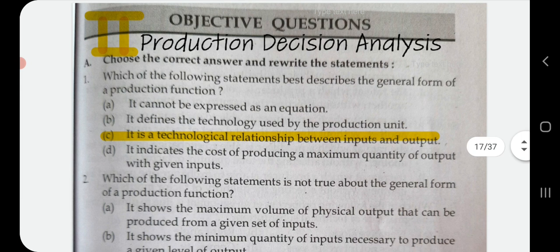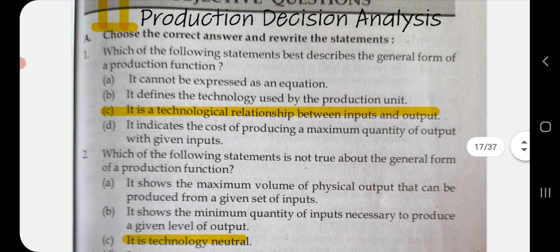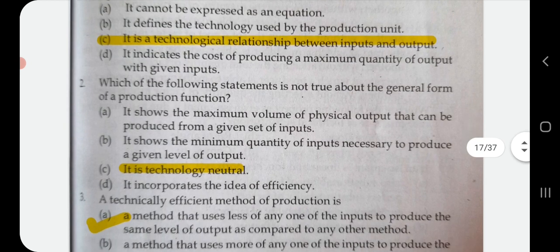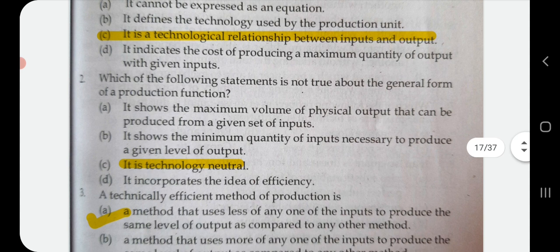That we call the production function. Second question, which of the following statement is not true about general form of production function? And the answer is it is technology neutral. Technology is never neutral, there is always change happening within technology. So this would be, C is the correct option.